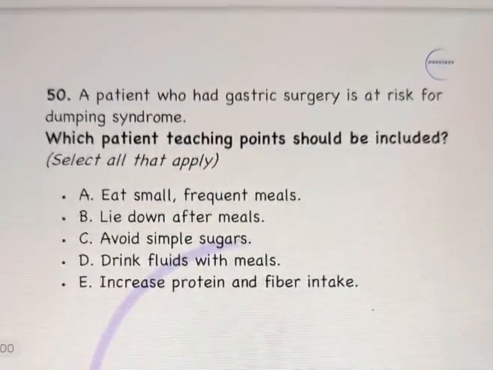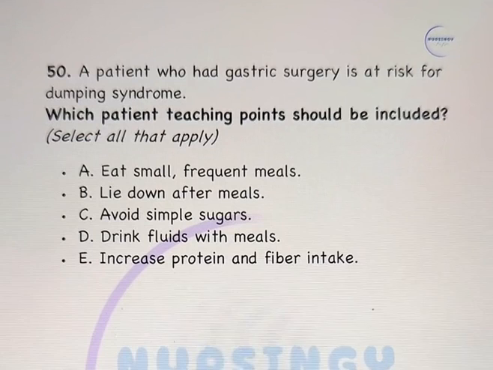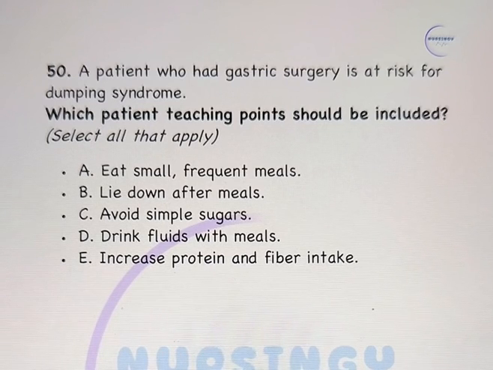Okay, last question for today. A patient who had gastric surgery is at risk for dumping syndrome. Which patient teaching points should be included? Select all that apply, guys. We know dumping syndrome.